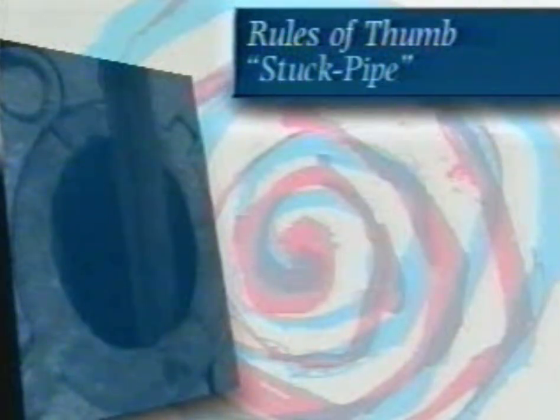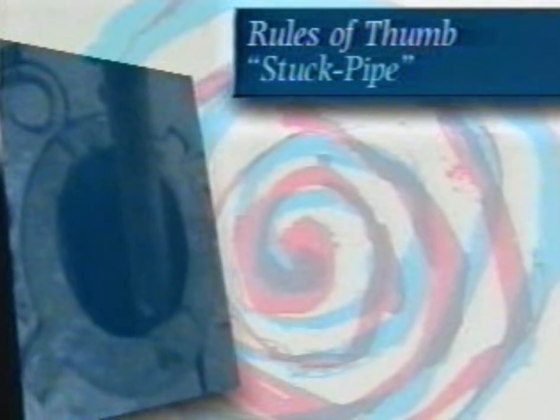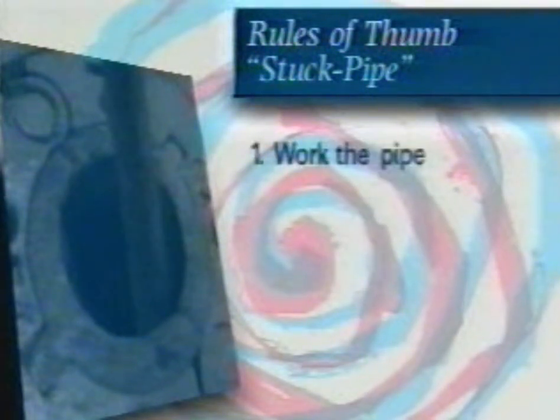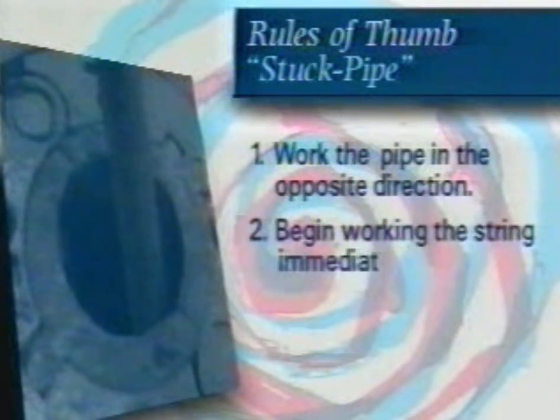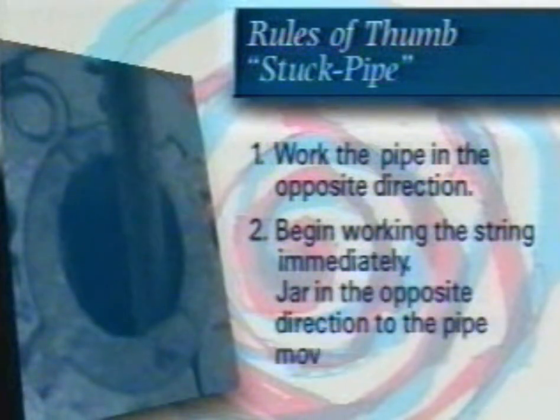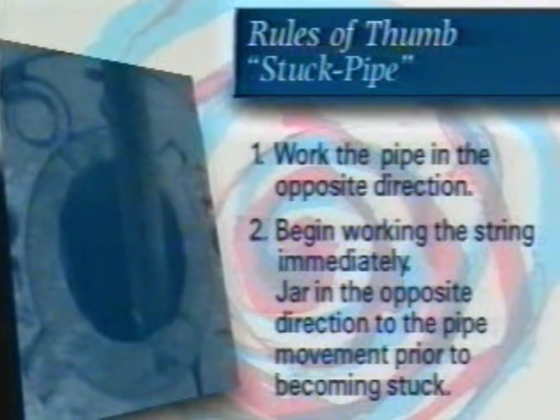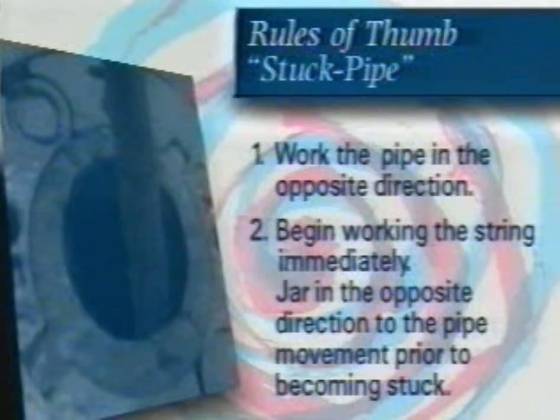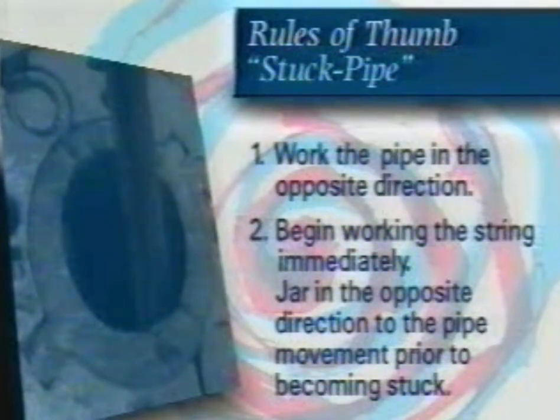In general, it is possible to define these rules of thumb when experiencing stuck pipe. If the string becomes stuck while being moved in one direction, it should be worked in the opposite direction. Begin working the string immediately, and if possible, use the jars by jarring in the opposite direction to the pipe movement before becoming stuck. And remember, immediate working of the string may not free the pipe, but it may help to prevent additional sticking.